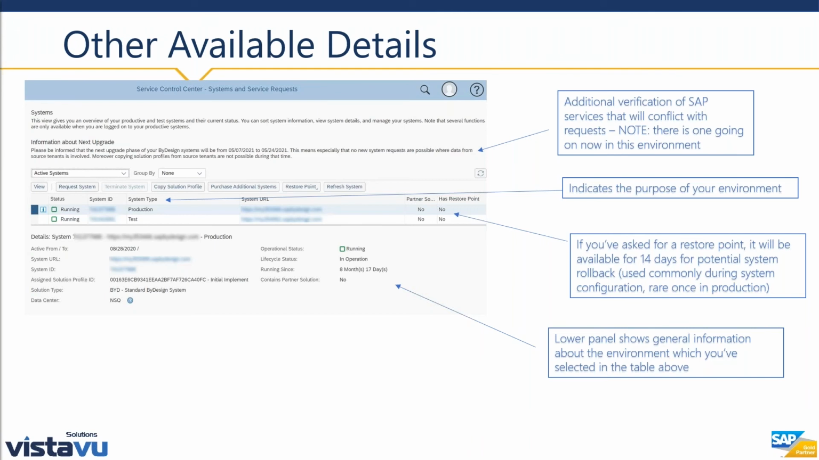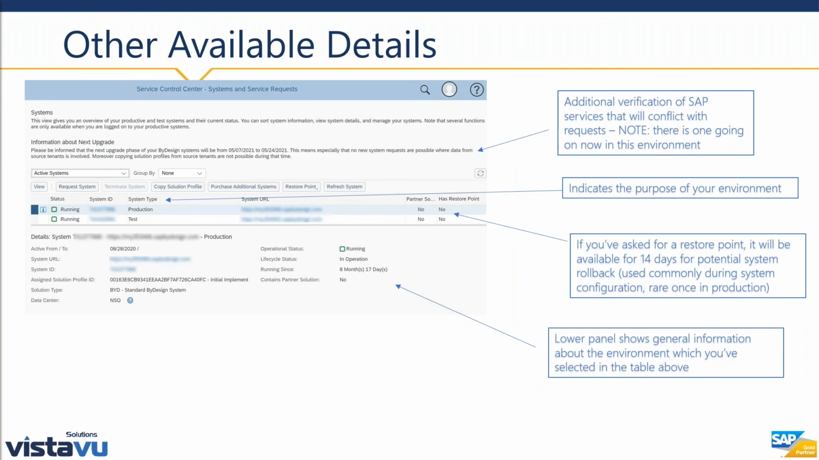And there's some interesting information in there. So there's your system URL. That is a clickable link directly from that screen. If you want to open up one of the other environments that you're not currently logged into, you can do that. I should also mention, you can launch this request from any of your environments inside your SAP ByDesign universe. The Service Control Center looks exactly the same. So you can order that refresh either from your test or from your production environment. It doesn't matter where you do it from.